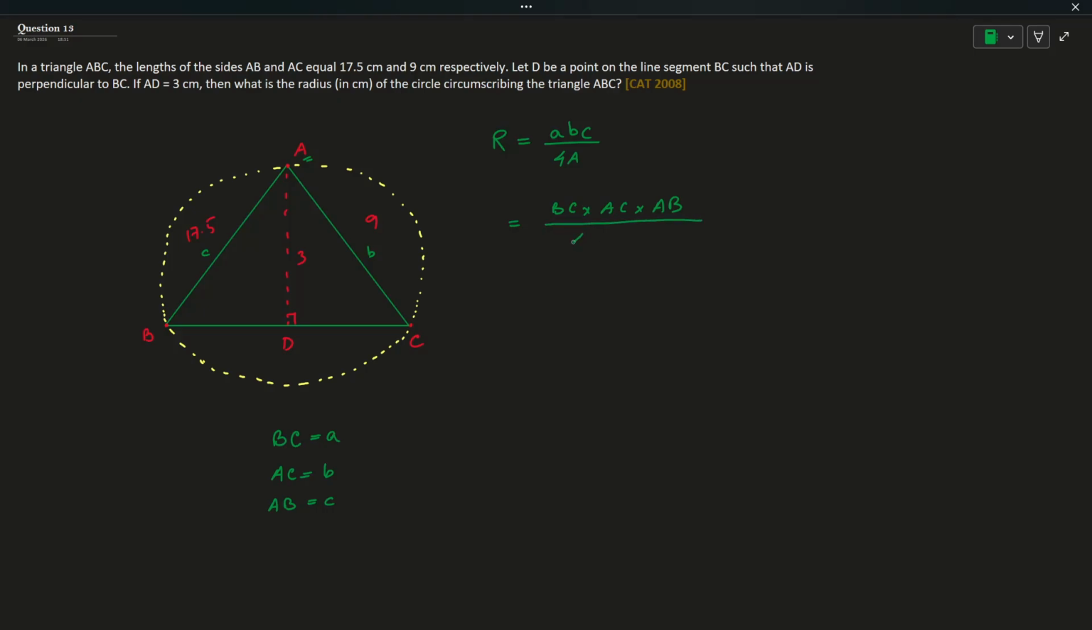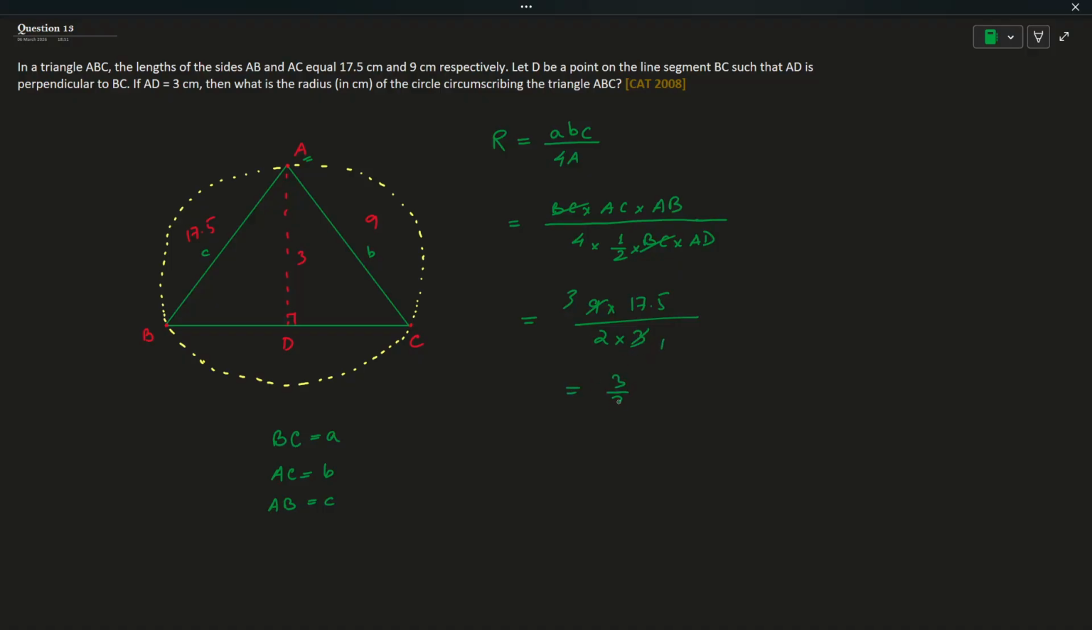By 4 into the area. What is the area? Area of a triangle is half into base. What is the base? BC. What is height? Height is AD. Now see, BC, BC cancel. So AC is 9, AB is 17.5, and AD is 3. This will get cancelled, 3, 1.